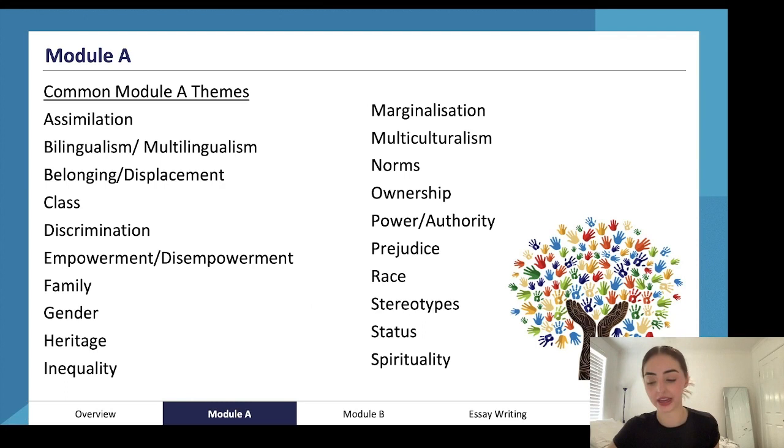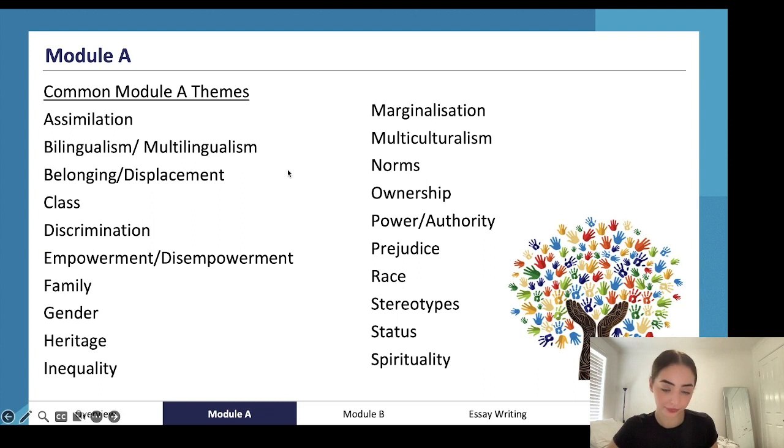So things like assimilation, bilingualism, multilingualism, belonging, displacement, class, discrimination, empowerment and disempowerment, family, gender, heritage, inequality, marginalization, multiculturalism, norms, ownership, power and authority, prejudice, race, stereotype, status, and spirituality. Those are all themes that you can look at.